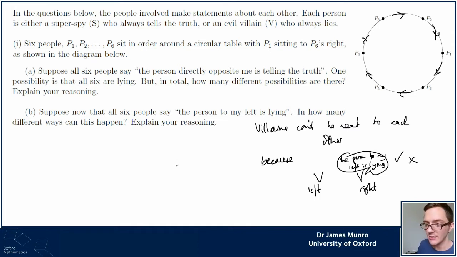So similarly, super spies can't be next to each other.